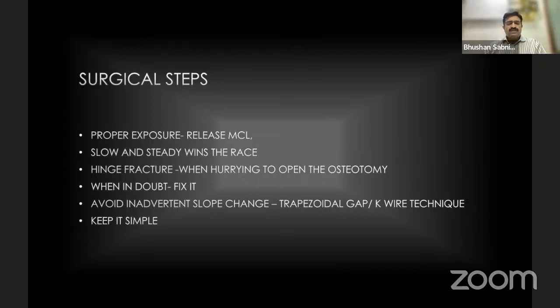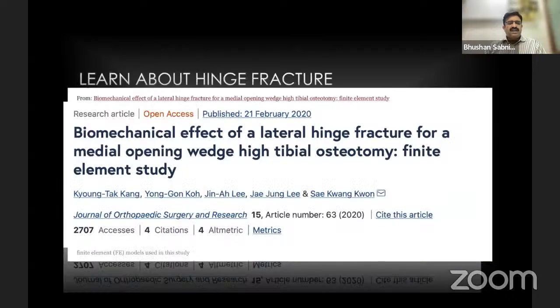Slope change generally happens if your hinge goes, or if you're not careful to create a trapezoidal gap. So a simple way is to keep two parallel K-wires, proximal and distal, and make sure that they are still parallel at the end of it. So try and keep it simple, and that will help.